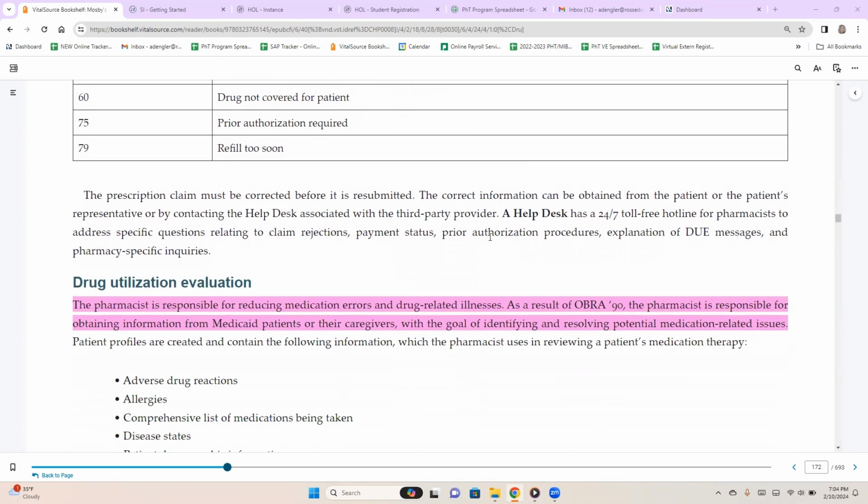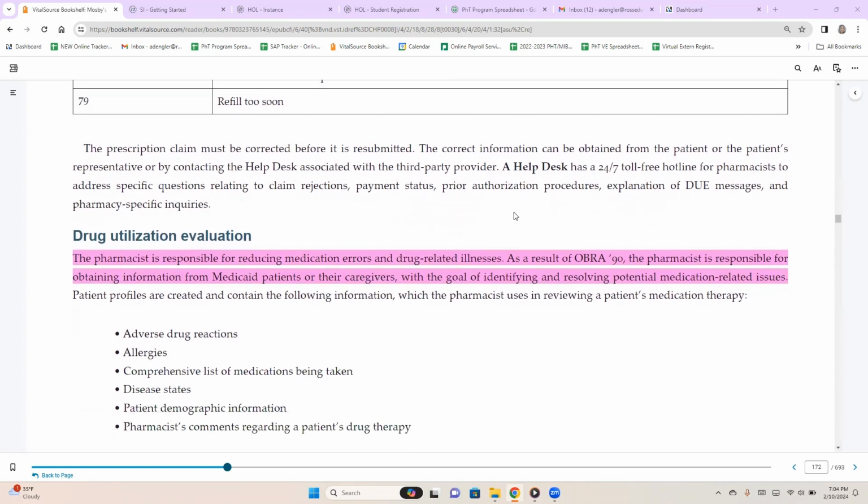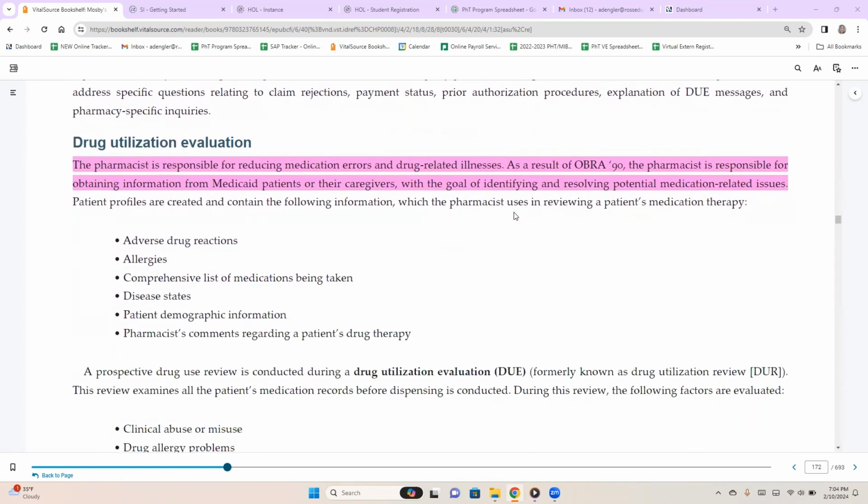Prior authorization required, refill too soon. Those are some common ones you'll see, or drug not covered for the patient. The pharmacist is responsible for reducing medication errors and drug-related illnesses. As a result of OBRA 90, the pharmacist is responsible for obtaining information from Medicaid patients or their caregivers with the goal of identifying and resolving potential medication-related issues.